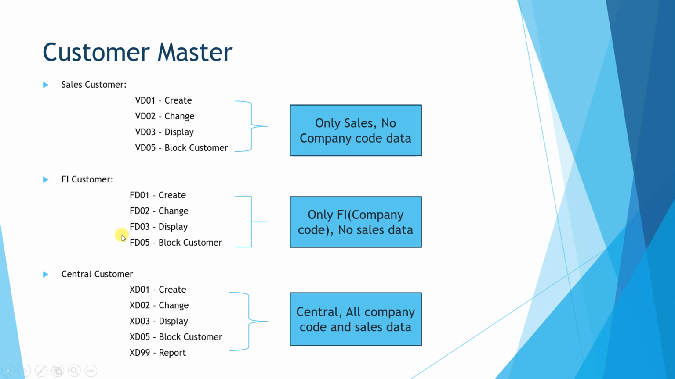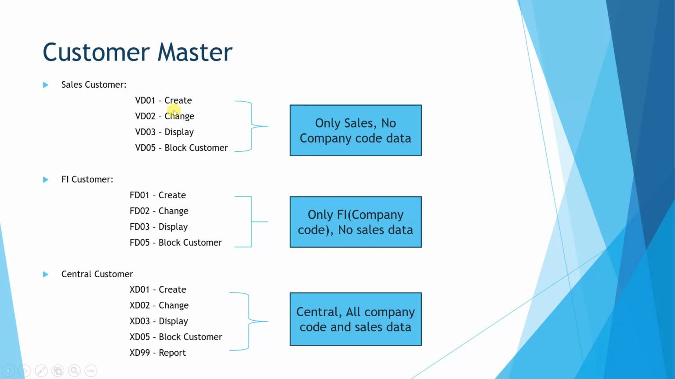But in real time, most probably they are using central customer transactions only. They are not using these to create, but for display they are using, because if they want to see only sales data in the customer, then they will use these three codes. And the FI customer is FD01, FD02, FD03, and FD05 will block the customer. So what is the FI customer? Only FI, that means company code data will be displayed. No sales data will be there in that customer master data. The system will not display it with these transaction codes.